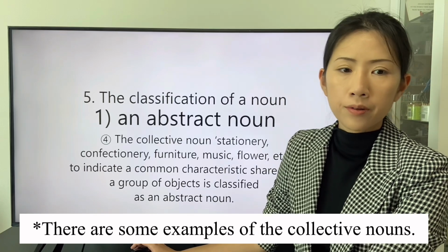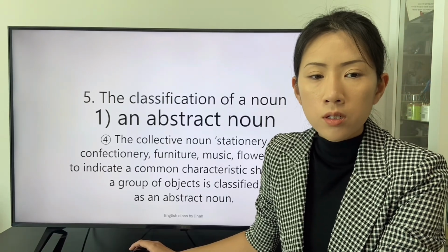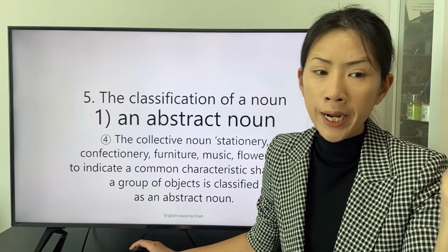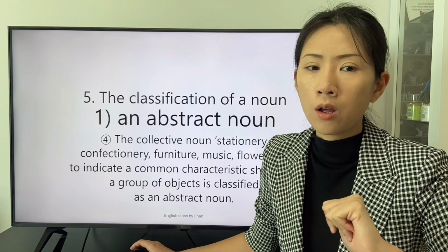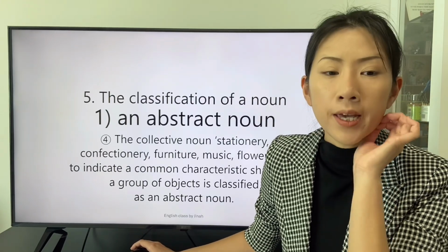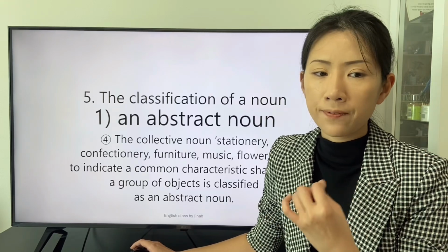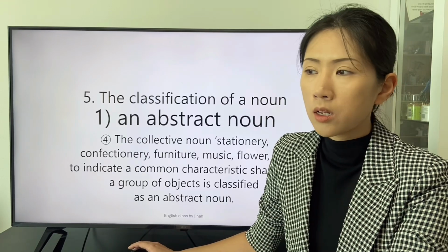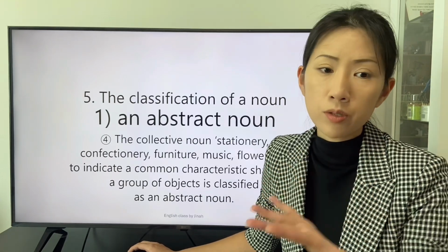There are the collective nouns: stationery, confectionery, furniture, music, flower, etc. To indicate a common characteristic shared by a group of objects is classified as an abstract noun. We studied about the furniture. Let's study about the music.